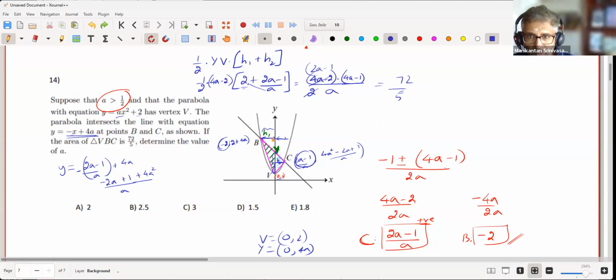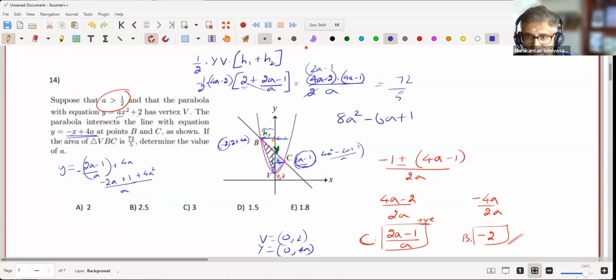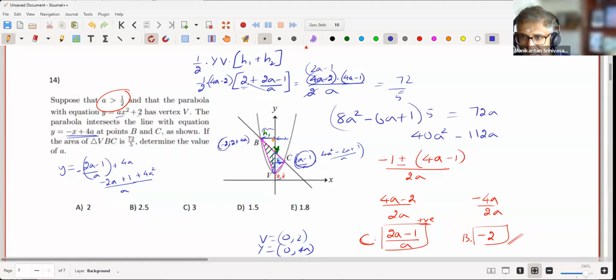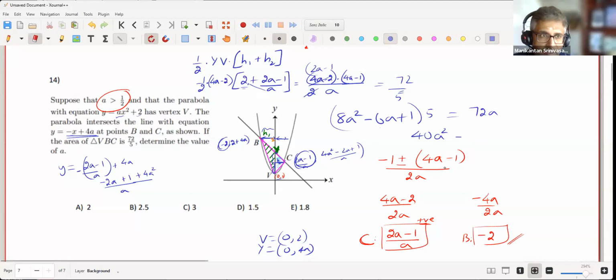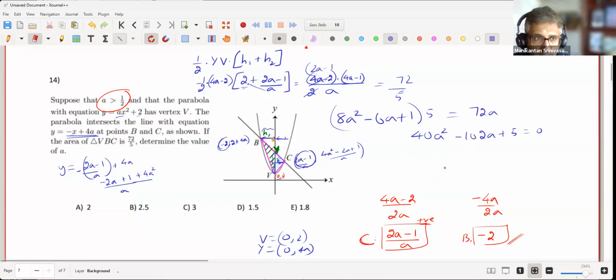Okay, so 72. What is this? This is 2a minus 1 into 4a minus 1, which is 8a square minus 6a plus 1, whole into 5, right? Equal to 72a. I'm pretty sure I would have done some silly mistake. Let's see, 40a square minus 112a, as in 102, I guess, right? Minus 30 and minus 72 is 102a, and then plus 5 equal to 0. Okay, thankfully no mistake, looks like, because 40 into 5 is 200, and 100 plus 2 is also 200. So we are good. So 40a square minus 100a minus 2a plus 5 equal to 0.